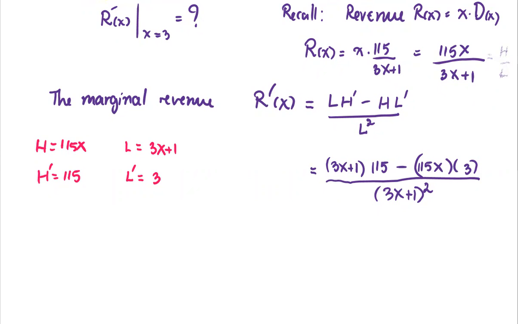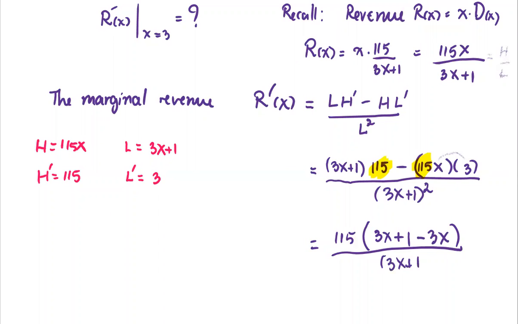In this problem, you can go ahead and multiply 115 to the 3x plus 1 and multiply 3 to the 115x, or you can see the common factor 115. That's what I prefer to do. When I see the common number, I take it out of the whole thing. If I take it out from the first group, it will be just 3x plus 1. From the second group, if I take 115 out, I still have x and 3 that multiply to each other, with the sign negative in the front. So it's going to be minus 3x, all divided by the quantity 3x plus 1 squared.